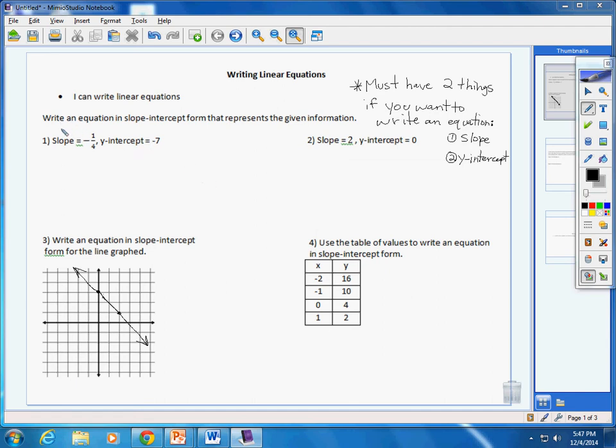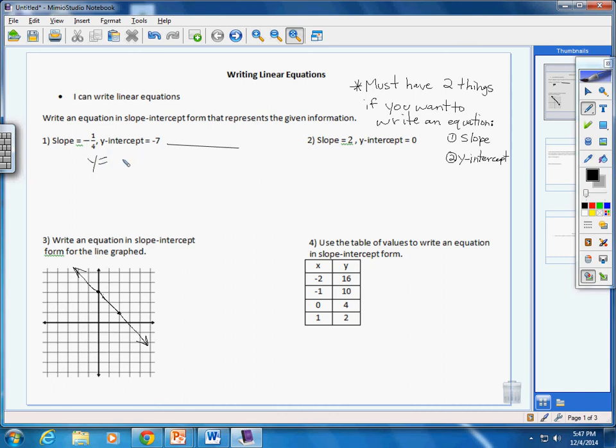Okay, so our first direction says write an equation in slope-intercept form that represents the given information. So what we're given here is going to help us write our equation. But first, please notice something. I added something I left off the notes. In order to write an equation, you must have 2 things. It's pretty simple. You need your slope and you need your y-intercept. And the reason, well, I think it's about to become pretty obvious.